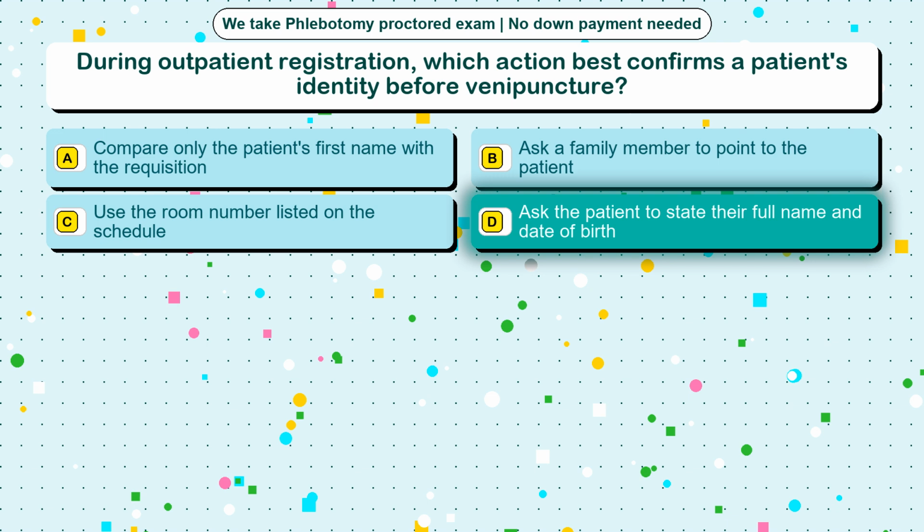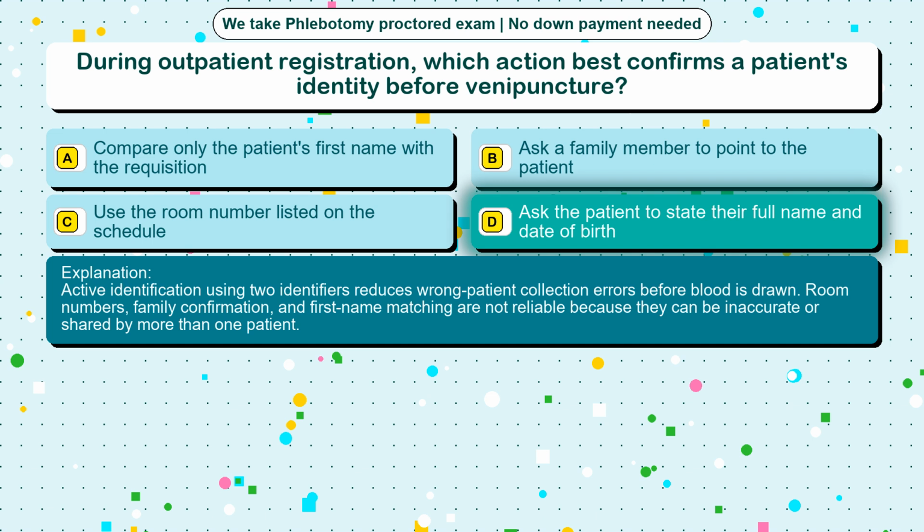The correct answer is option D. Ask the patient to state their full name and date of birth. Active identification using two identifiers reduces wrong patient collection errors before blood is drawn. Room numbers, family confirmation, and first name matching are not reliable because they can be inaccurate or shared by more than one patient.